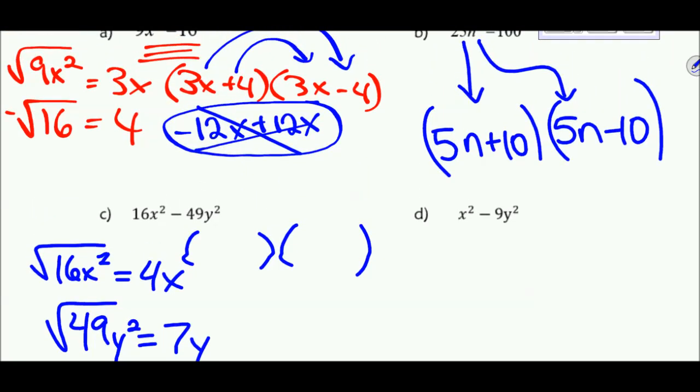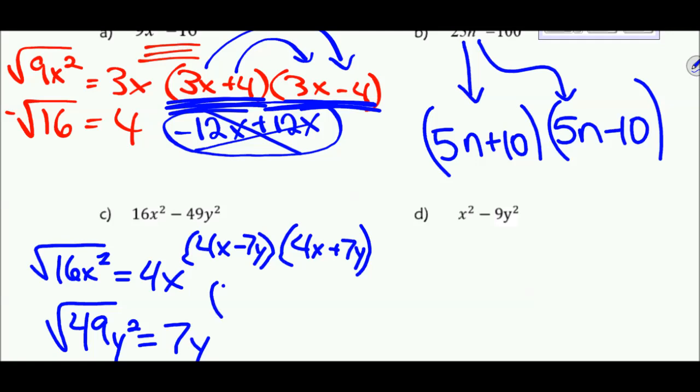I'm putting those together, but not just 4 and 7. I'm putting them together like that. I'm going to write 4x minus 7y and 4x plus 7. It doesn't matter what order, right? You can do 4x plus 7 times, yeah, that's fine too. You can write it as 4x plus 7 and 4x minus 7y.